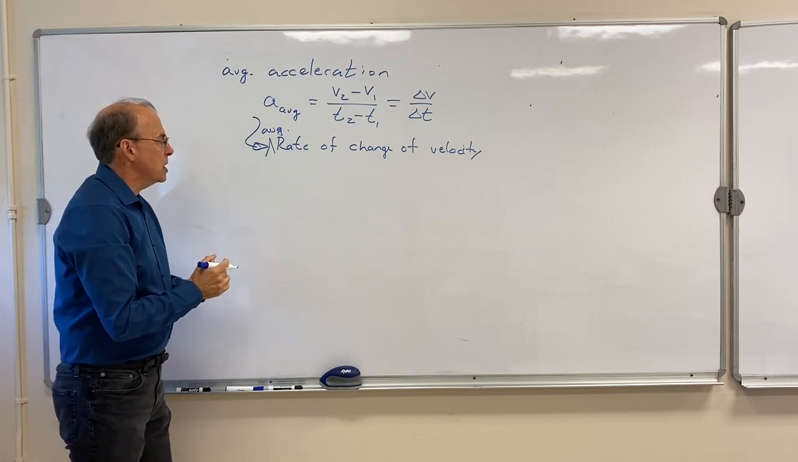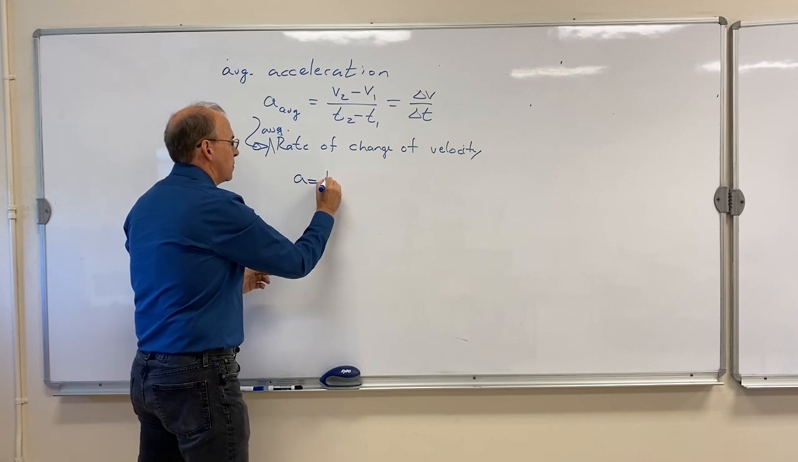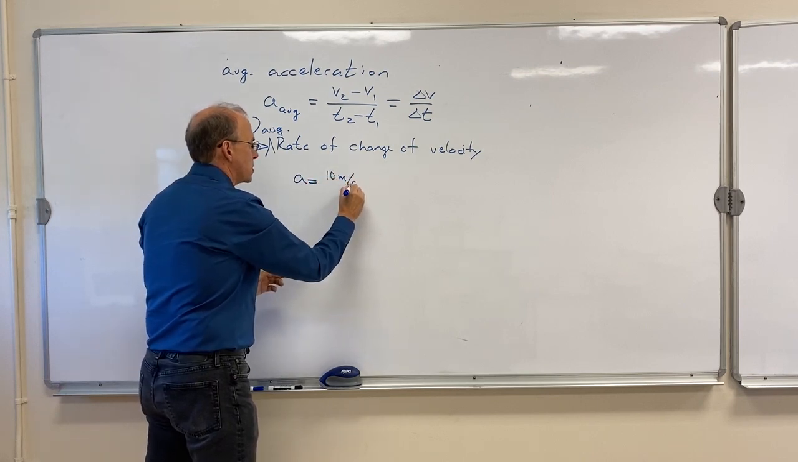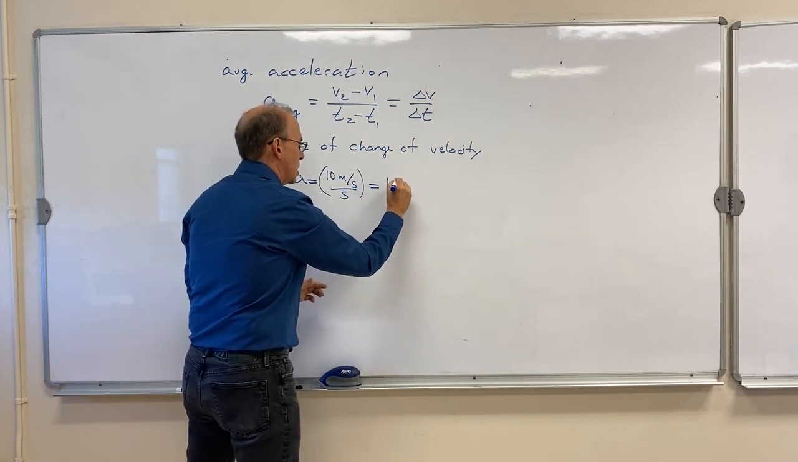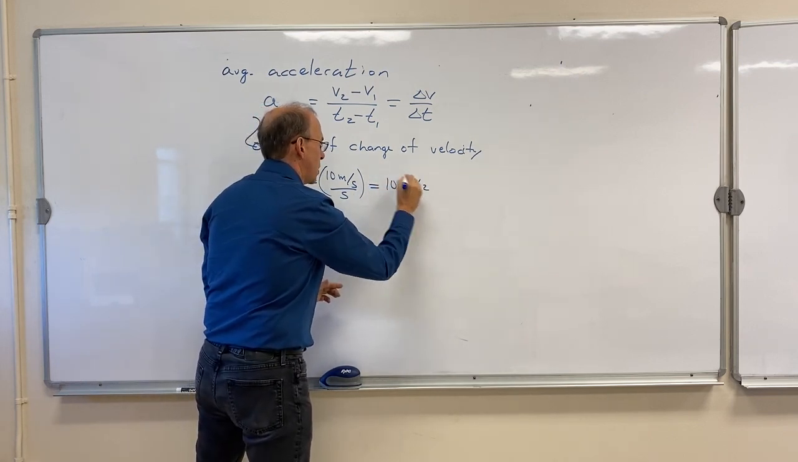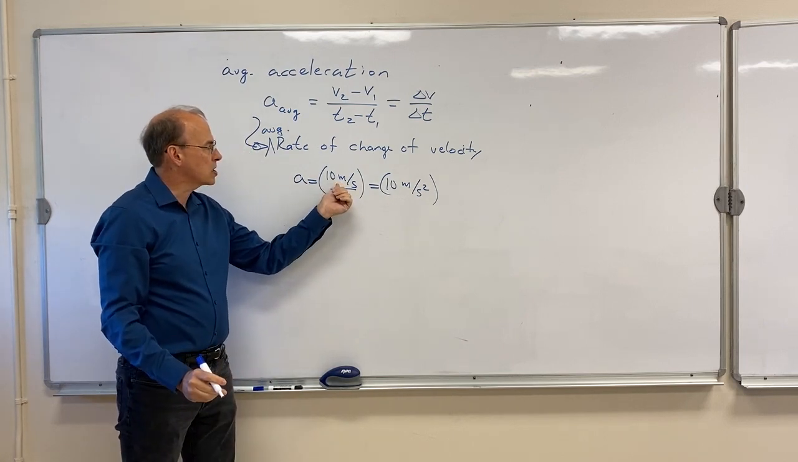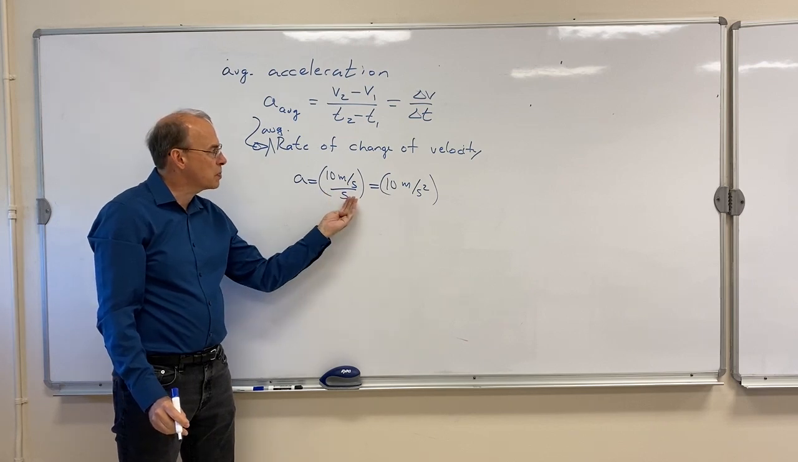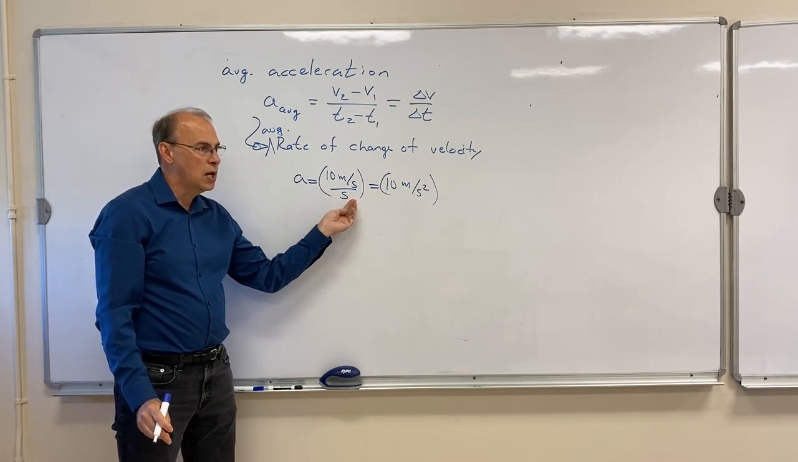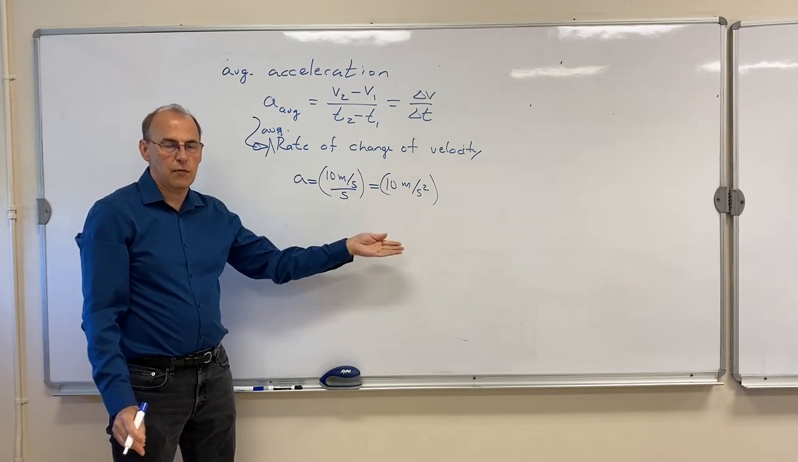Now, what does this mean? Well, suppose we have an acceleration of 10 meters per second every second, or we would write that as 10 meters per second squared. This would mean an increase in velocity of 10 meters per second every second. So something experiencing this acceleration would get faster at 10 meters per second every second.